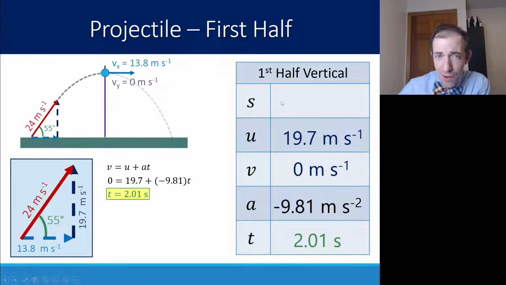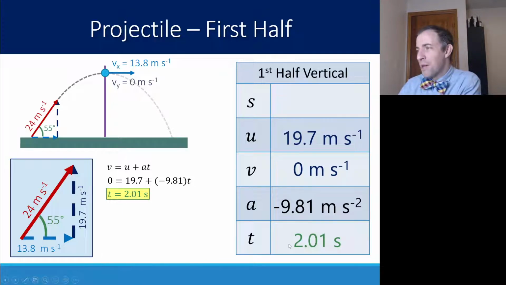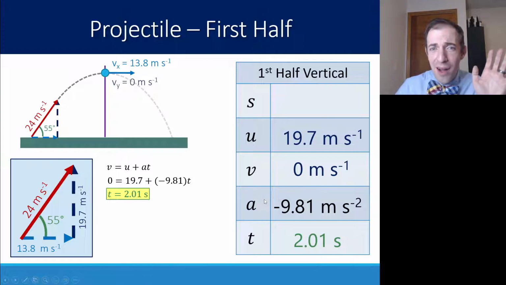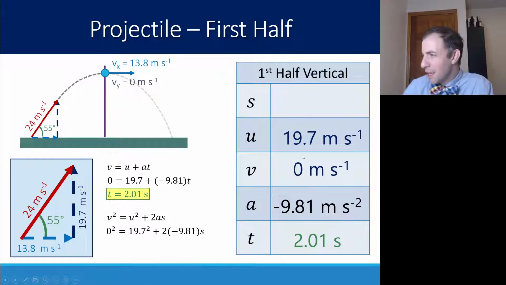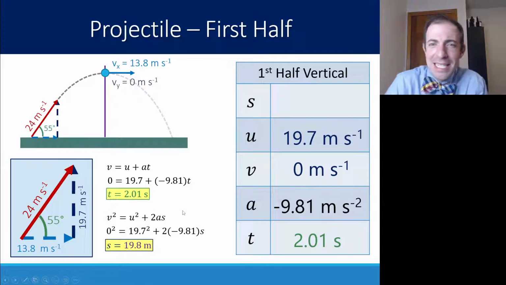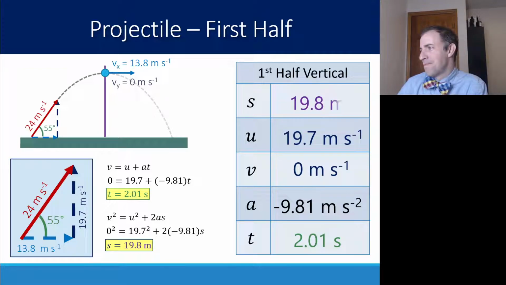Now I could also find s. Now that I know the time, I could use any equation that I want as long as it has s in it. So I'm going to use this one here. This is what I would use if I didn't have the time anyway. So you could do this in any order. v squared minus u squared is equal to 2as. Plugging in what I know for those values, I can find that s is 19.8 meters.